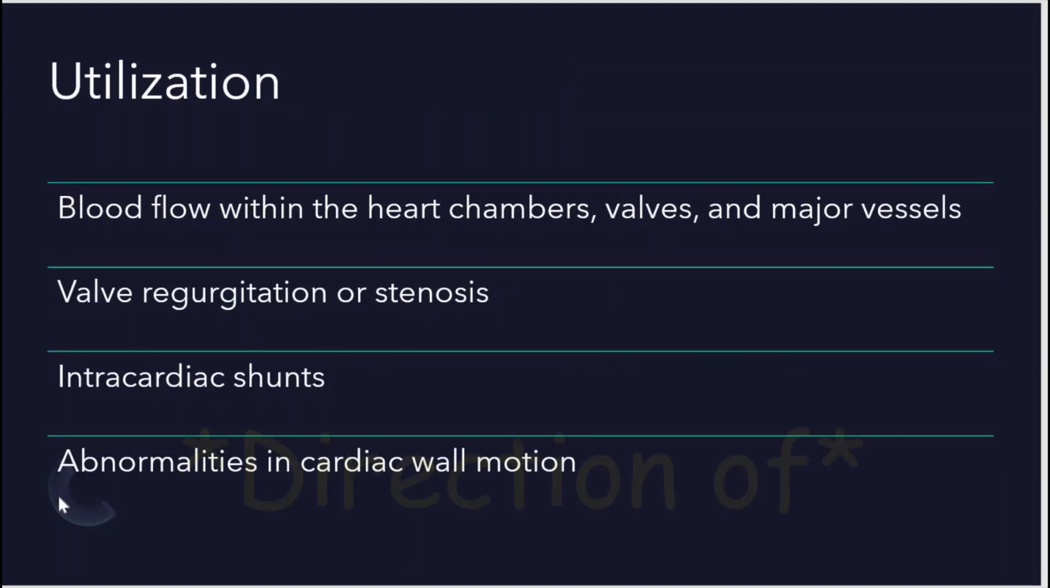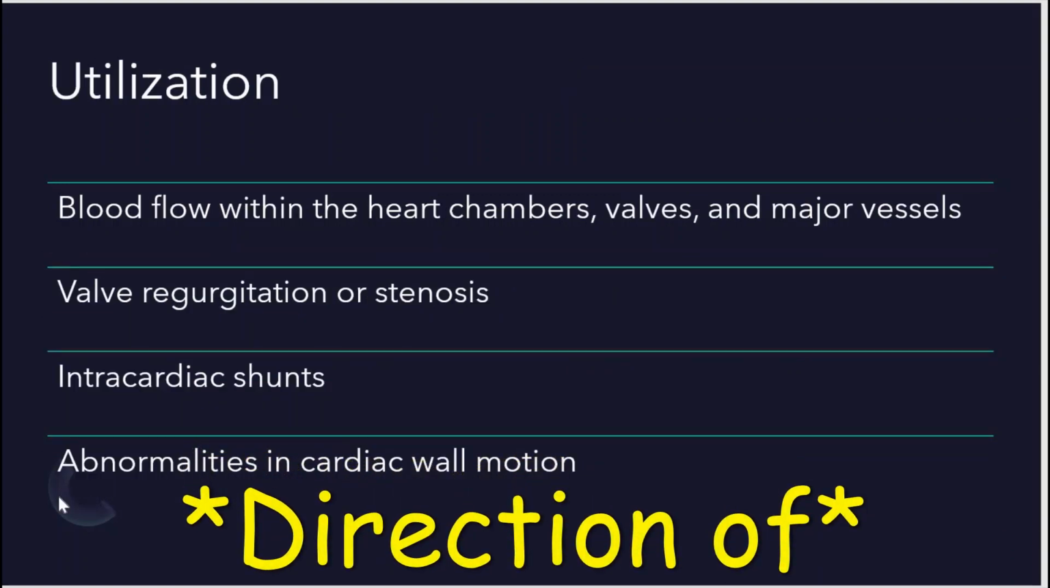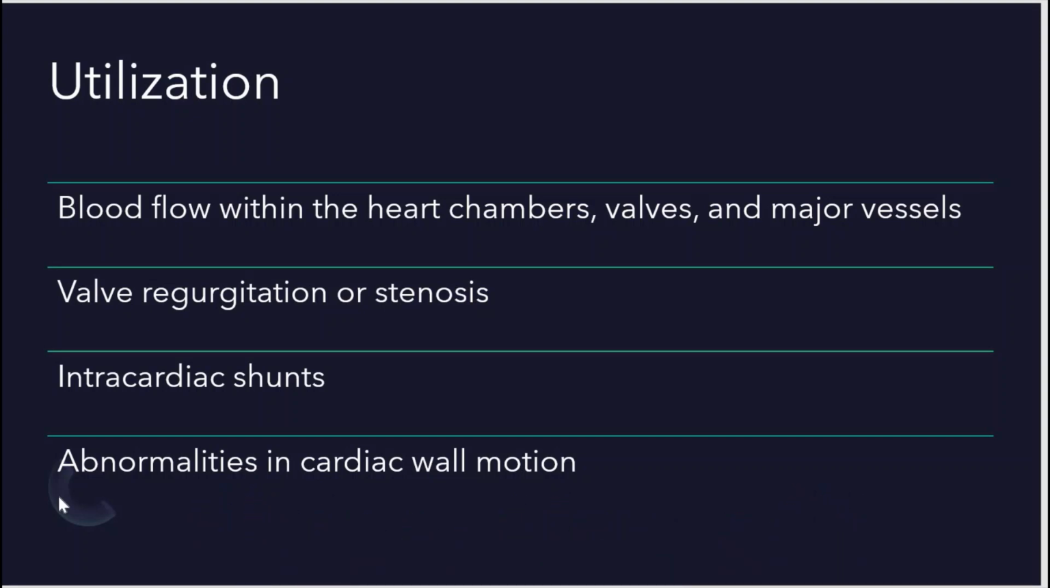Color Doppler can be used to show blood flow within the heart chambers, valves, and major vessels. It can tell us if there's valve regurgitation or stenosis. It can show us intracardiac shunts, and if there are any abnormalities in cardiac wall motion.